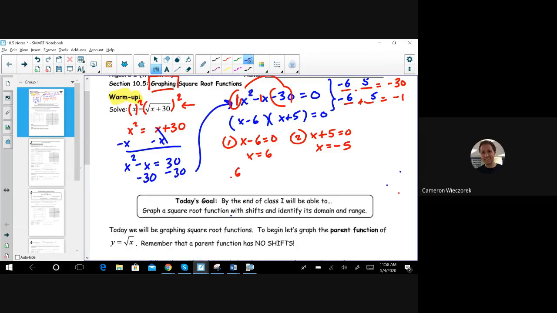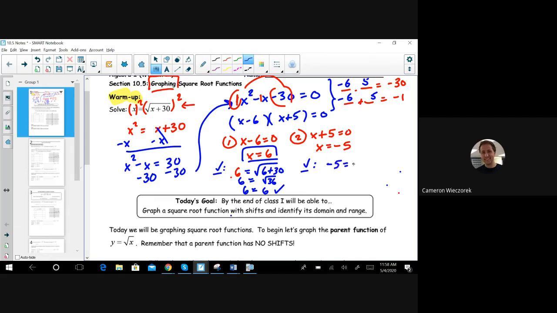6, let's do this in blue. So this is my check. Does 6 equal the square root of 6 plus 30? Well, that would mean 6 equals the square root of 36, and the square root of 36 is 6. 6 equals 6 is true. That means I can box that answer. That one's true. Got to check negative 5 also.